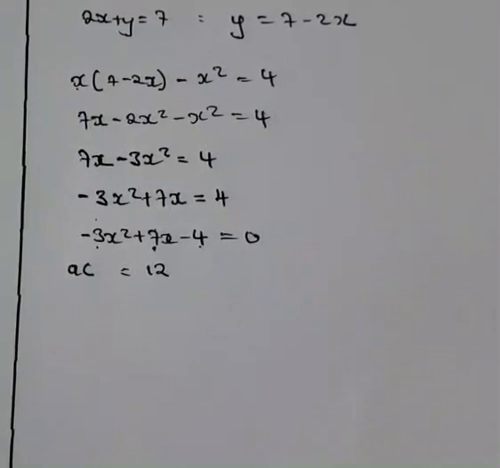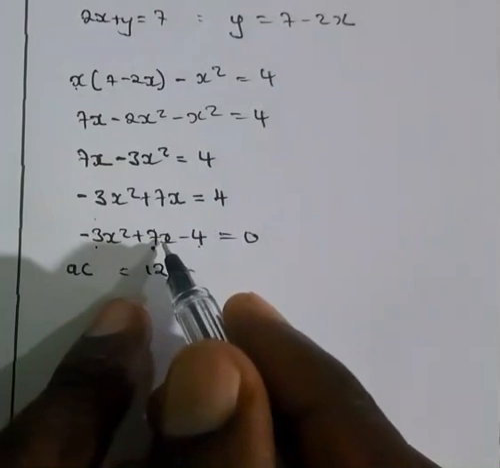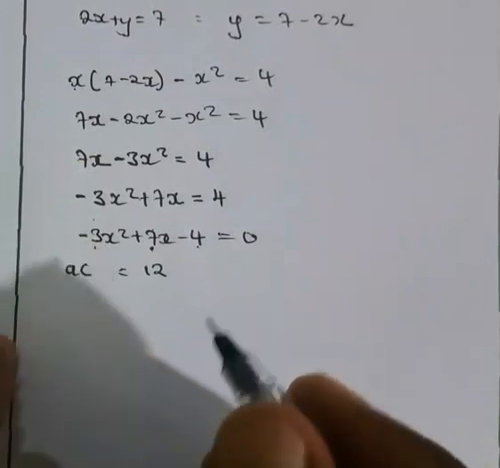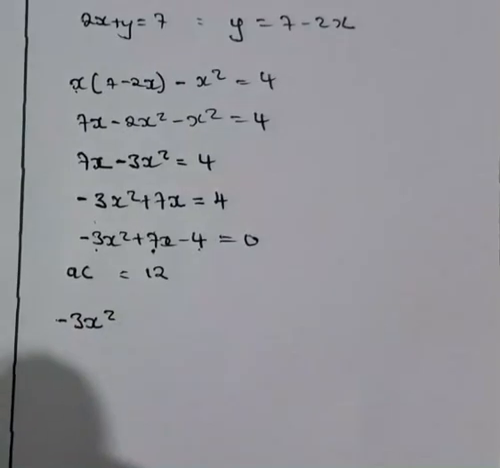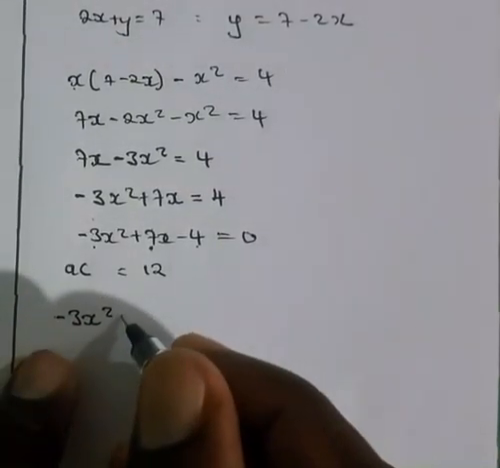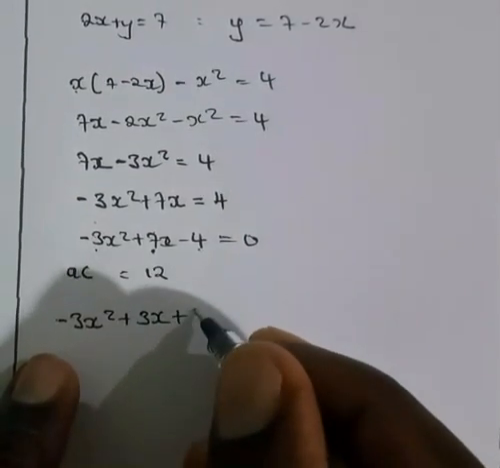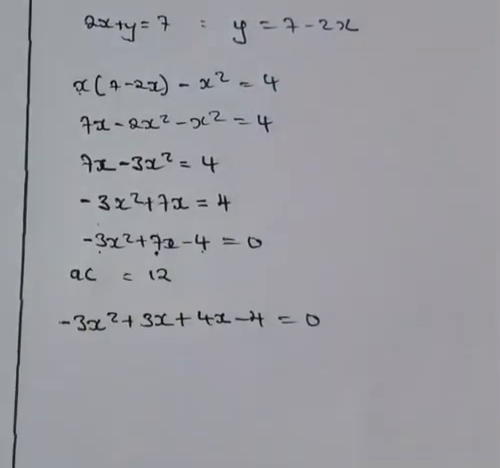I'm thinking about 3 and 4, and it's true. 3 times 4 is 12, and then 3 plus 4 is 7. So where there is 7x, I'm going to replace it with 3x and 4x. So here I have negative 3x squared plus 3x plus 4x minus 4 is equal to 0 there.